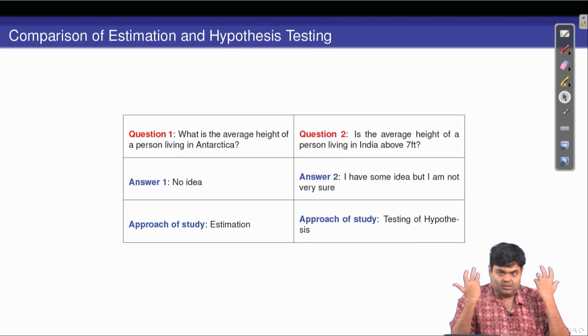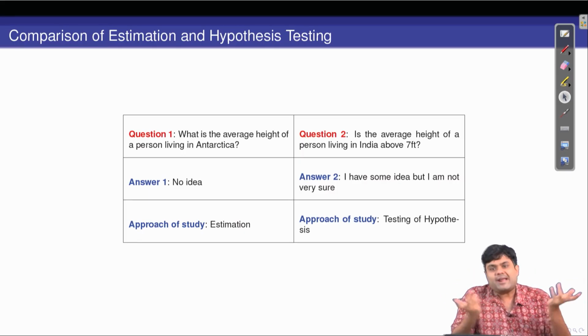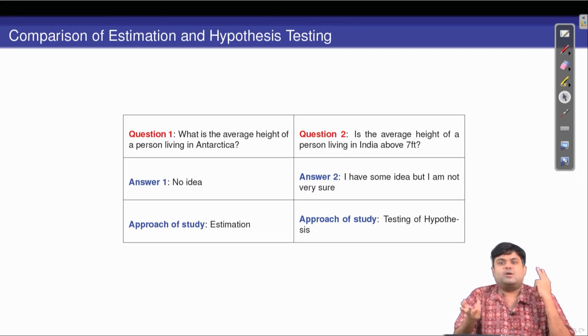you collect a sample and whatever the sample is giving you, you take it. Suppose, just to give you an example, you picked up two people from Antarctica, one has height 5 feet 8 inch, another person has 5 feet 10 inch. You just take the average, 5 feet 9 inch is your guess.